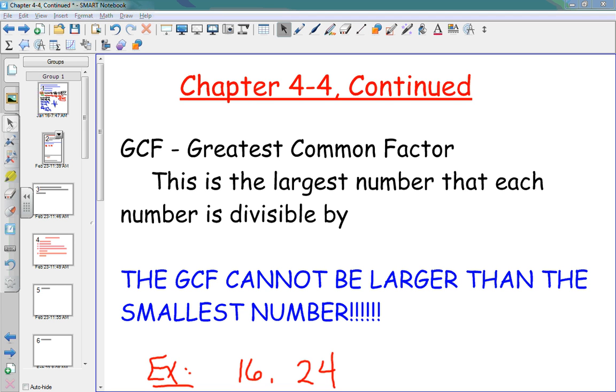Greatest common factor is known as the GCF. Greatest common factor is exactly that. It's going to be the factor that two numbers have in common, and you want the biggest one that there is. Okay? Very easy concept.